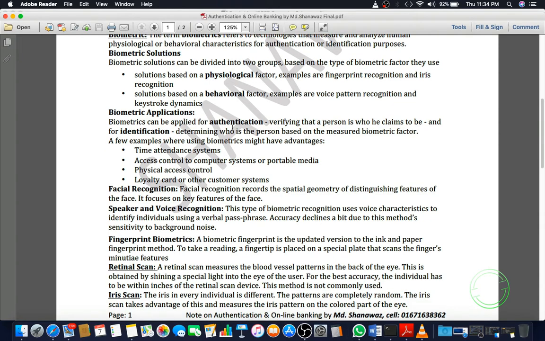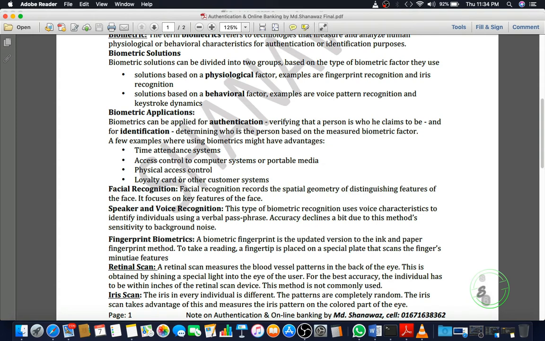Biometrics can be applied for authentication, verifying that a person is who he claims to be, and for identification, determining who the person is based on a measured biometric factor. A few examples of applications where using biometrics might have advantages: time attendance systems, access control to computer systems or portable media. In mobile phones, we use biometrics.